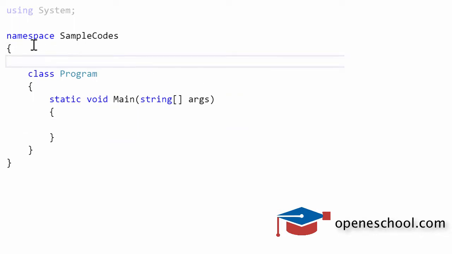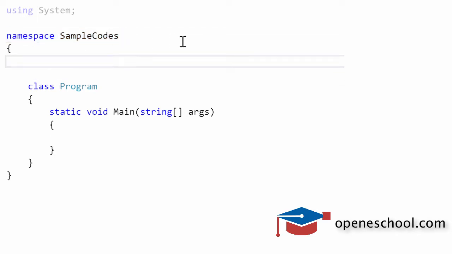Now we are inside the sample codes namespace, and it's always a good habit, a good practice, to create your classes inside a namespace. If you do not create your class inside a namespace, it becomes a part of the global namespace by default, which is not a good practice. So we are creating our class in the sample codes namespace.